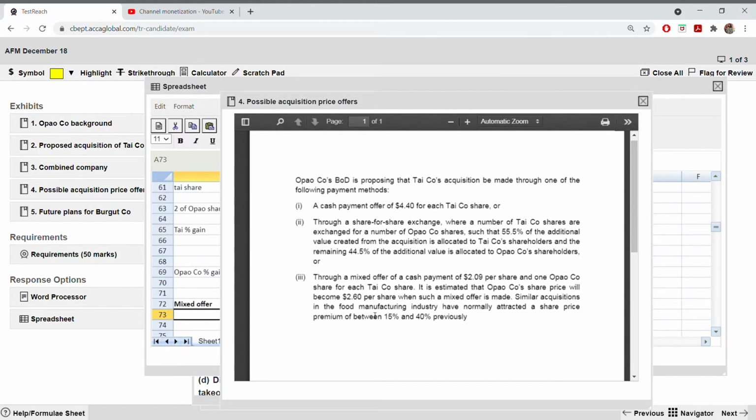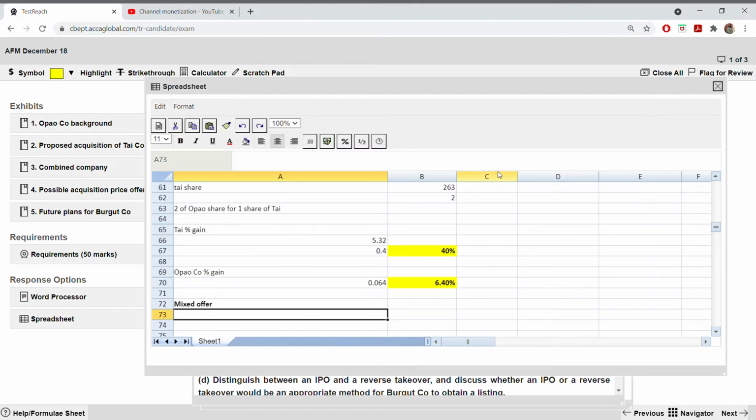It is estimated the Oppo share price will become 2.6 per share. When a mixed offer is made, the share price will become 2.6. Currently it is 2.5. Similar acquisitions in the food manufacturing industry will normally attract a share premium. So normally they have given this range. Why they have given this range is so that, after you have got all the percentage gain, you compare whether it is between this 15 and 40% range or not. Because other similar food manufacturing industries have this premium of 15 to 40%. If it's in between that range, then the percentages are healthy.